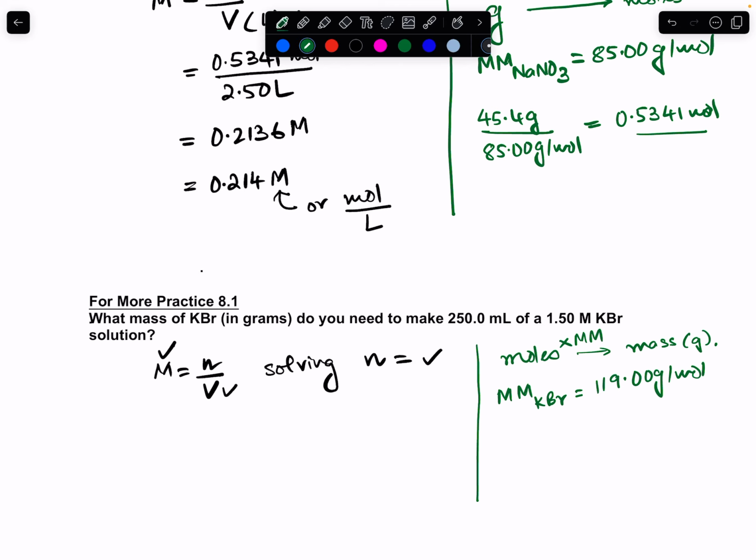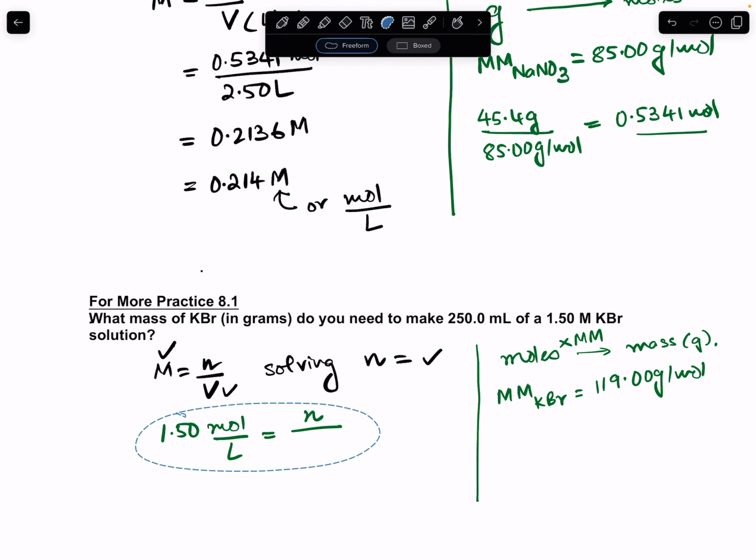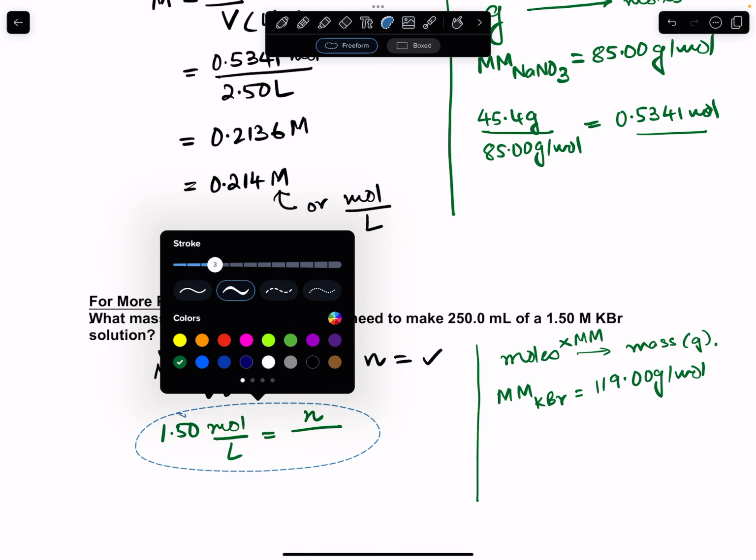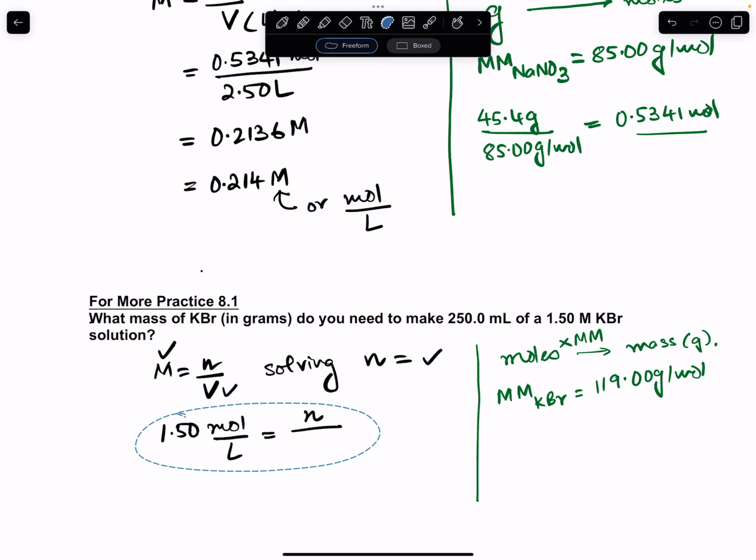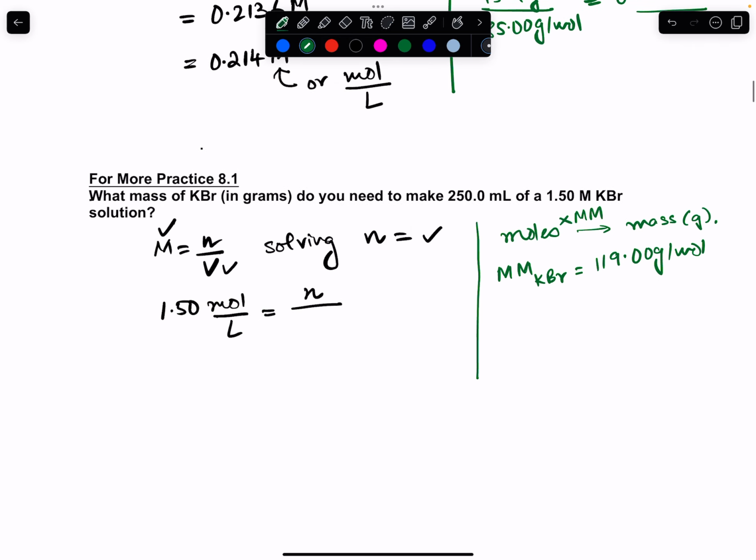Now, we need to multiply by the moles given to us, which we haven't found yet, so let's solve for that using this equation. Molarity is 1.50 molar. Let's write the units for molar, so moles over liters. And the number of moles we're solving for, so we keep that as N. All right, so there you have it.